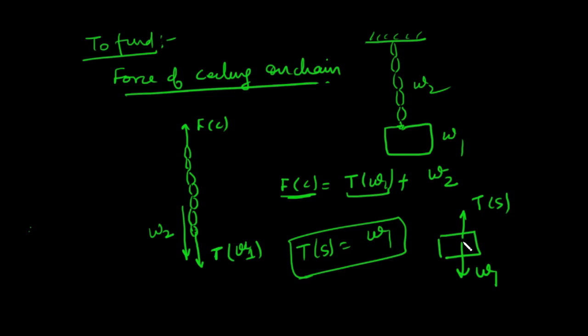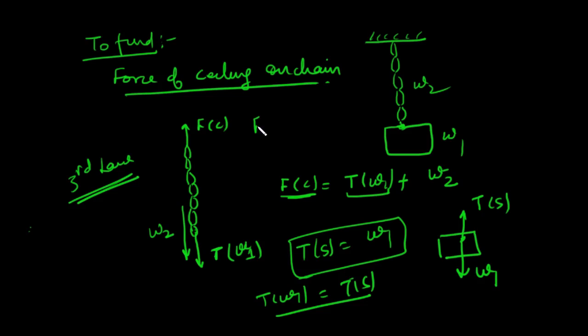Now you see, action is equal to reaction. At this point, T_W1 would be equal to T_S, alright? The force with which the chain is pulling the block is the same as the force with which the block is pulling the chain, okay? Because action equals reaction, Newton's third law. Okay, so I have applied the third law over here. Alright, so this means these two are equal. We can just put T of W1 as W1. So we have the force due to ceiling would be W1 plus W2.